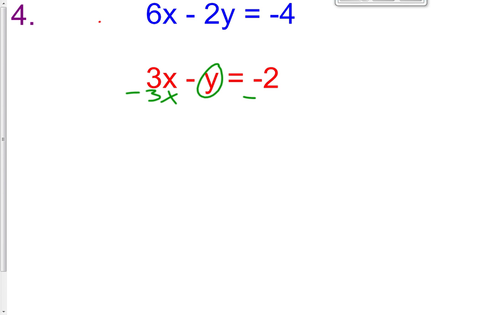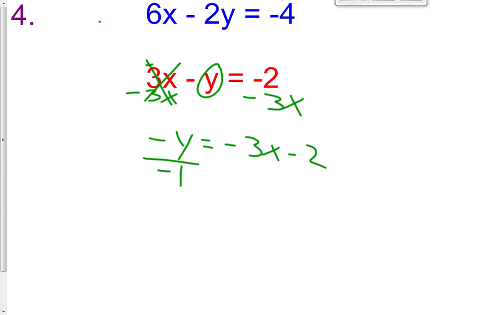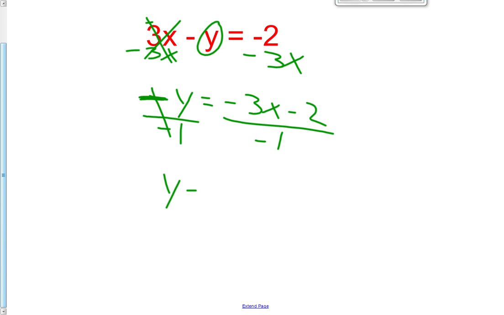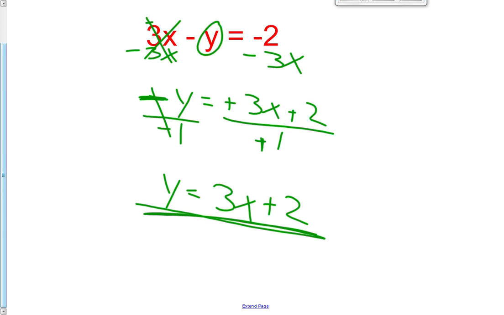3x's, I don't want you over there, I want you over to the right side instead. So now these are gone from the left side, and we have a -y. That equals -3x and -2. So I got to get y all by itself, not a -y. So I got to get rid of this negative sign right here. That means I got to divide both sides by -1, and that's gone. Divide this by -1, so it just changes the sign on everything. So now I have +y equals a negative divided by negative is +3x, and a negative divided by negative is +2. That's what y equals in this case. Y equals 3x plus 2.